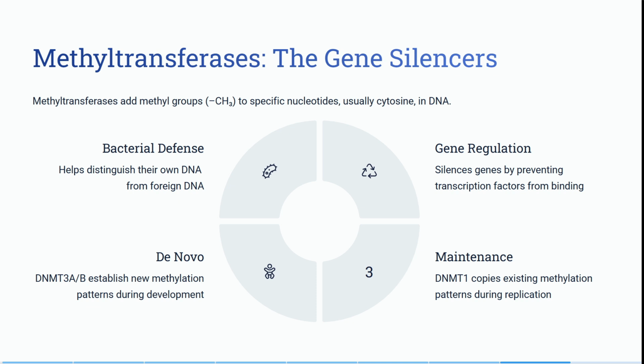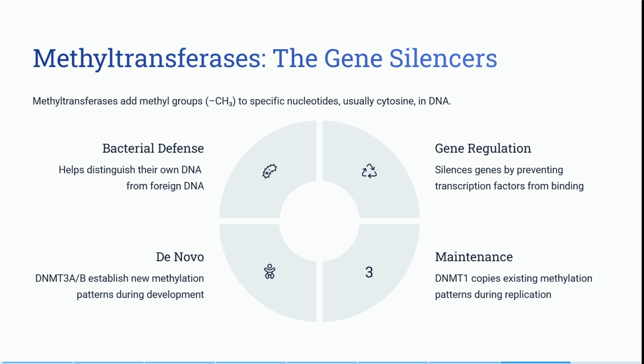There are two main classes of methyltransferases: maintenance methyltransferases, like DNMT1, which copy existing methylation patterns onto new DNA strands during replication. De novo methyltransferases, like DNMT3A and DNMT3B, which establish new methylation patterns, especially during early development.